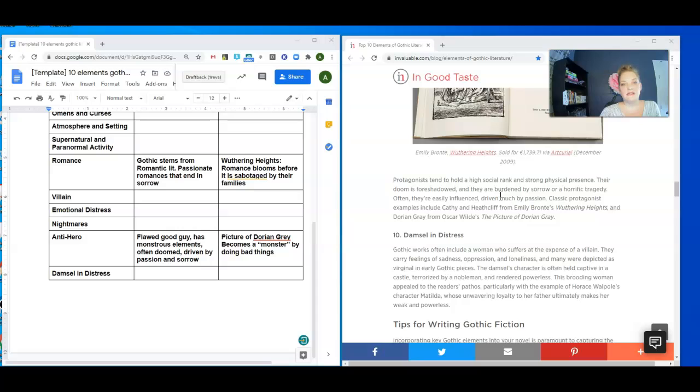So in these stories, we can see everyone's doom, including the hero, who is the anti-hero, and we see why they're going to end up in doom, because they're driven by sorrow and tragedy, and they're easily influenced with too much passion, like Dr. Frankenstein, who created this monster, over the top with passion to do this thing that he probably shouldn't have done. So we see that their end is coming, and we see their bad characteristics.